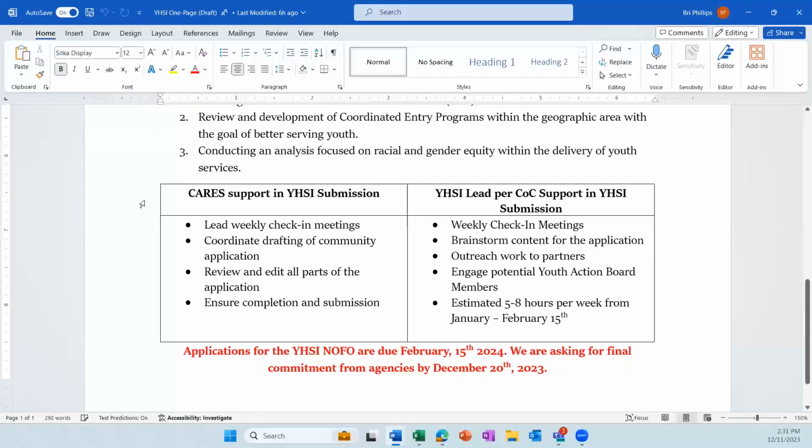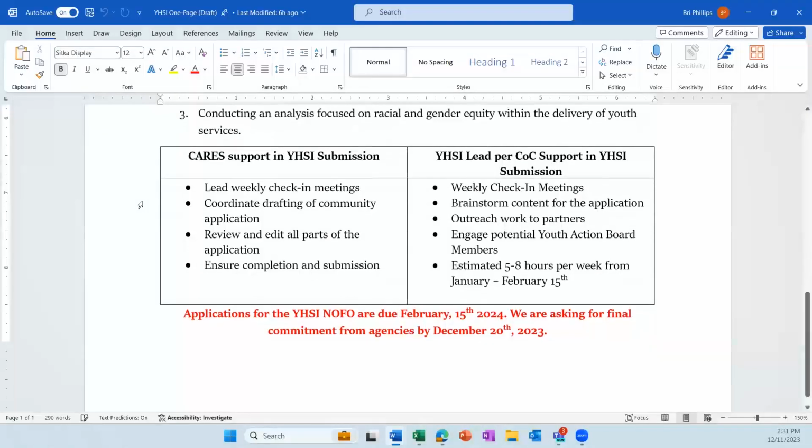CARES will support you in the YESI submission by leading weekly check-in meetings with those that are interested in applying, coordinating and drafting of the community application, and reviewing and editing all parts of the application, ensuring that there is a completion and submission in a timely manner.